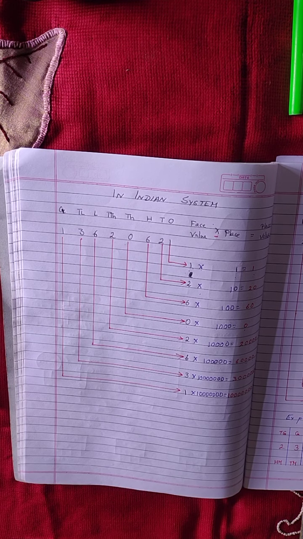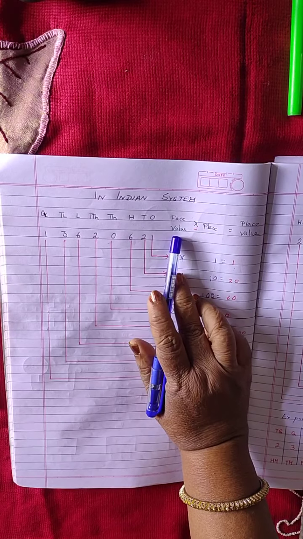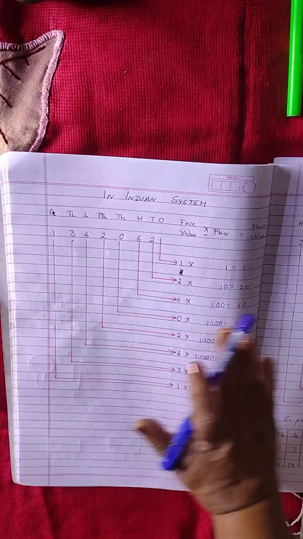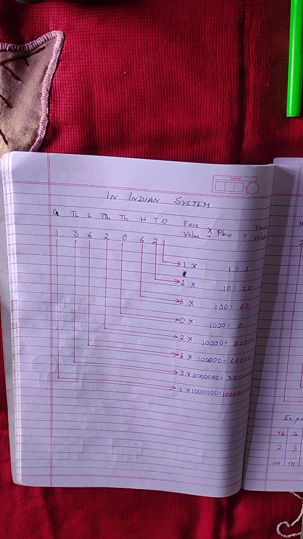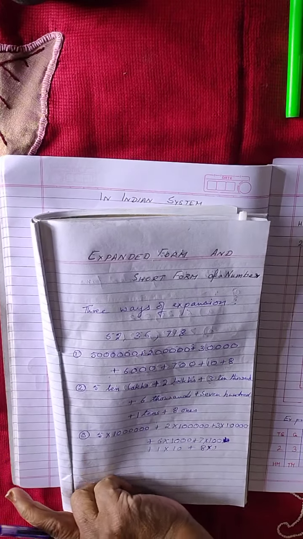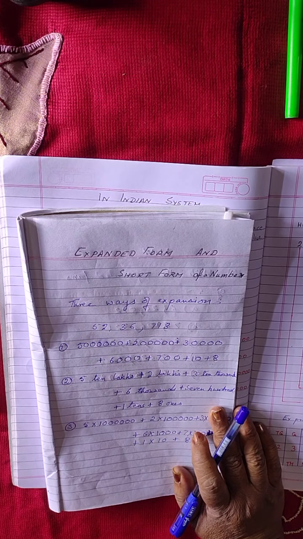Good morning, children. As you remember, yesterday we studied face value, place and place values of the Indian and international system of numbering. Today we will discuss the expanded form and short form of numbers.